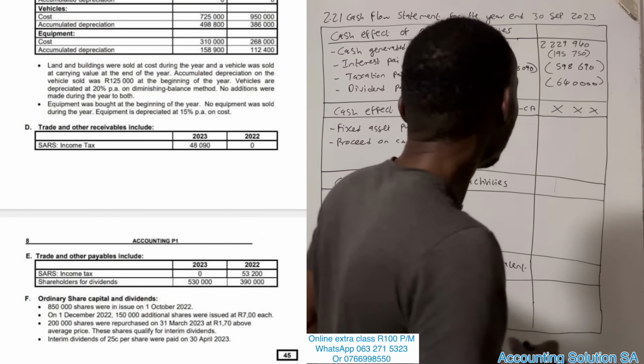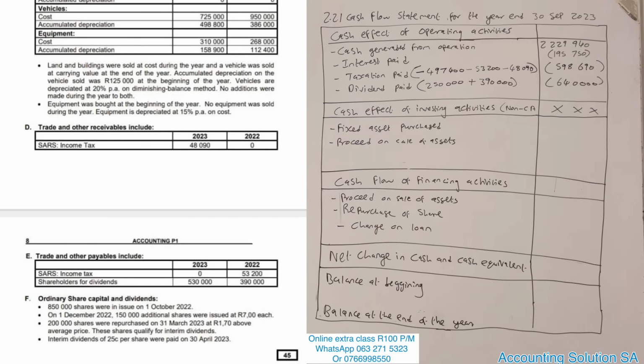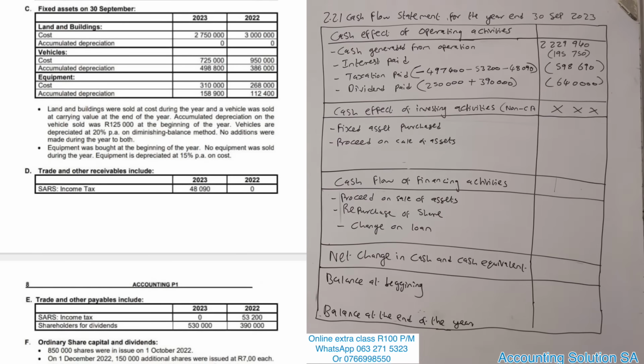Okay, now let's go to activity number 2. Okay, activity number 2, let's check assets that were purchased or sold. Number C, we fix the assets and let's read the information.